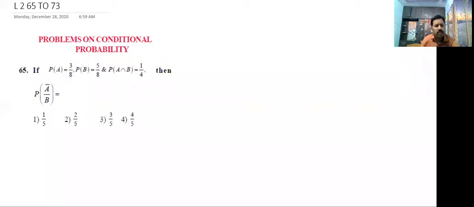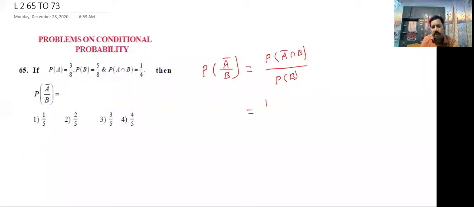See level 2, question number 65. Those are conditional probability related problems. How to solve this? P of A is given, P of B is given, P of A intersection B is given. We need to find P of A complement given B. Use the conditional probability formula: P of A complement intersection B by P of B. A complement intersection B means, what is the formula?